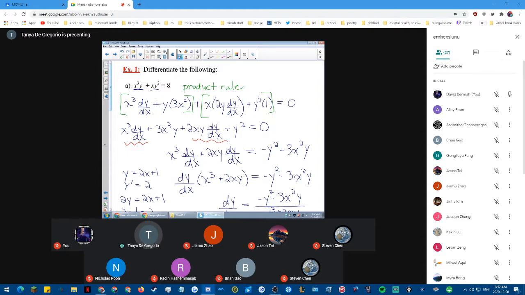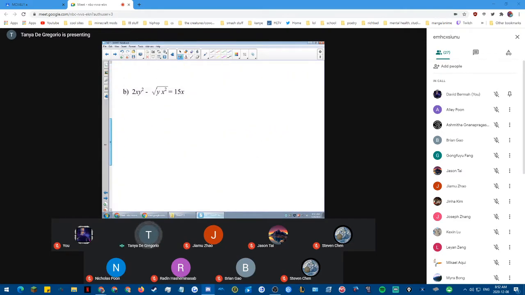Okay, let's try another example. So let's look at this. Before I do anything here, I'm going to change its form. So 2xy squared minus, what am I going to do here? Exponent. Yeah. Good. Excellent. And then, if you wanted to, you can go one step further and bring that 1/2 into both. Yes?